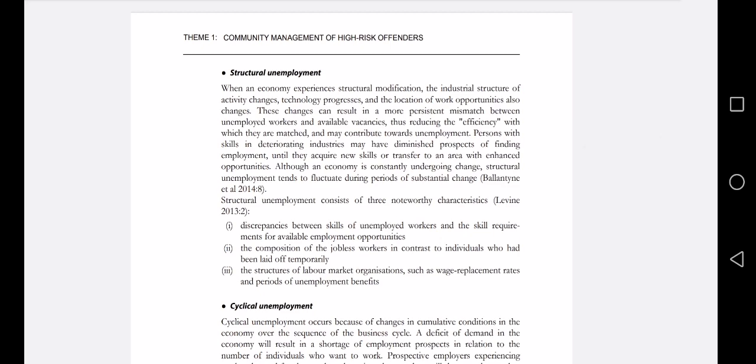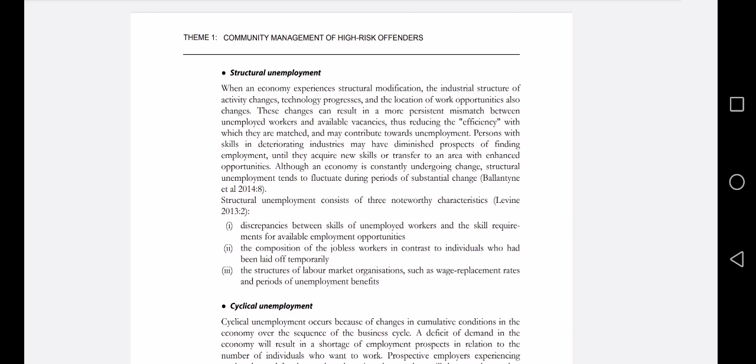Structural unemployment. When an economy experiences structural modification, the industrial structure of activity changes, technology progresses, and the location of work opportunities also changes. These changes can result in a more persistent mismatch between unemployed workers and available vacancies, thus reducing the efficiency with which they are matched and may contribute towards unemployment.